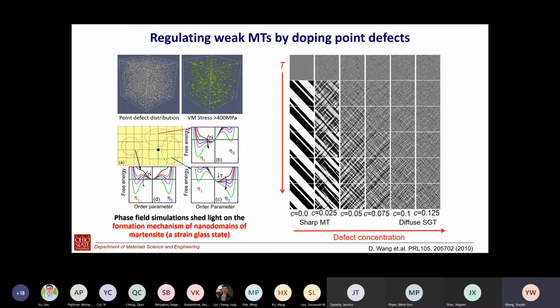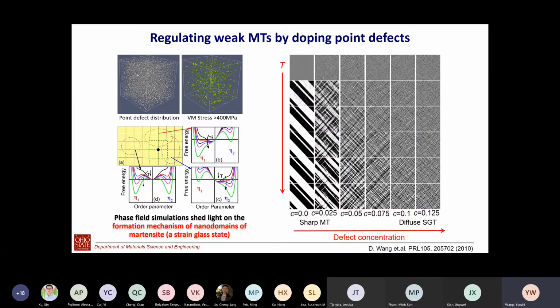So in this case, I just show you some very simple phase field simulation. We have a certain amount of point defects. If you have nickel titanium, you put extra nickel into your system. Nickel titanium is B2. If you put more nickel in it, you're going to create some anti-site defects.